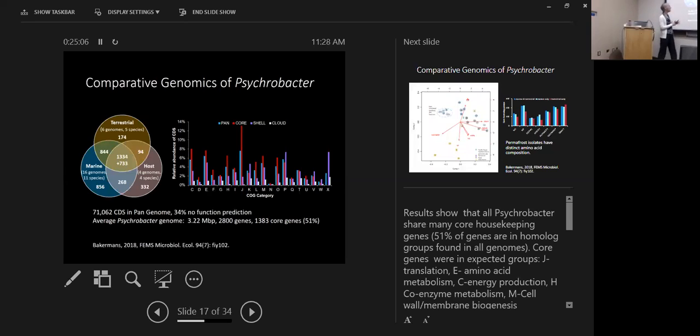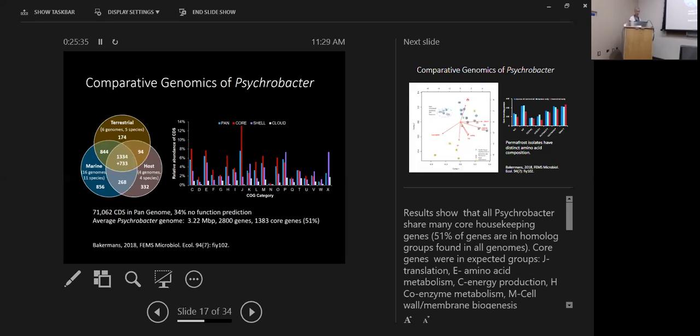So in terms of gene content, they share quite a lot of genes. The average Psychrobacter genome is about 3.2 megabase pairs, has about 2,800 genes, and about 1,400 of those are shared among all the Psychrobacter species that were analyzed, which is fairly high. If you compare it to other genera, that is fairly high, shared within a genus.